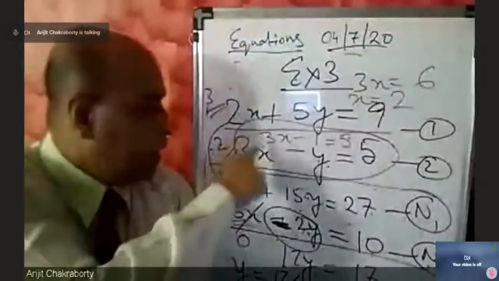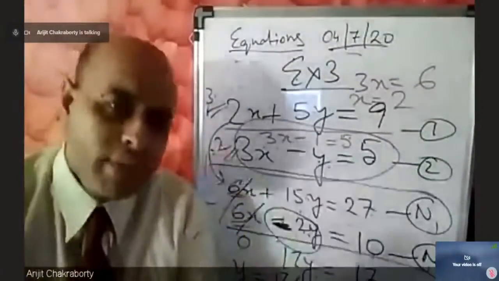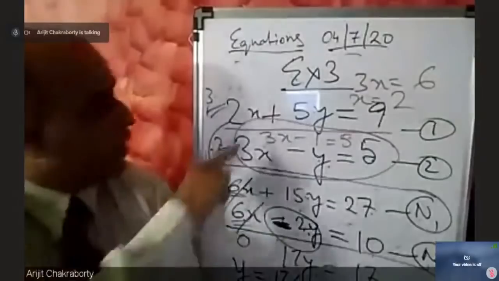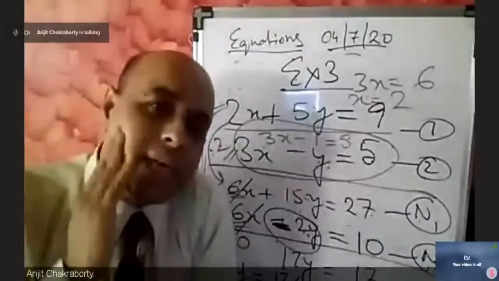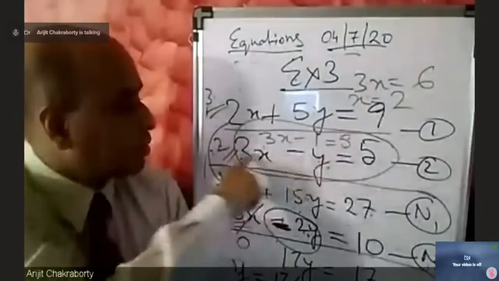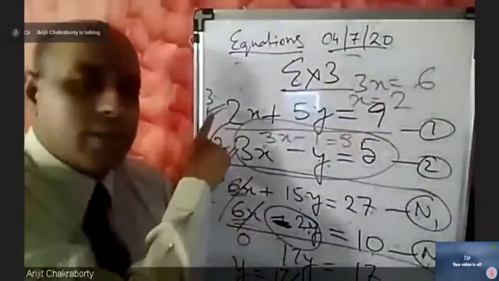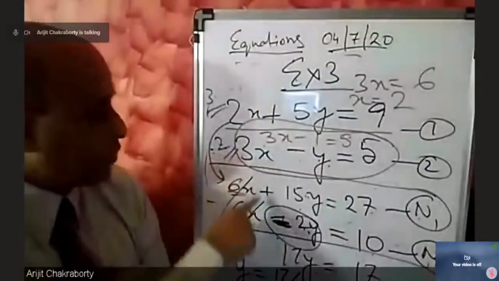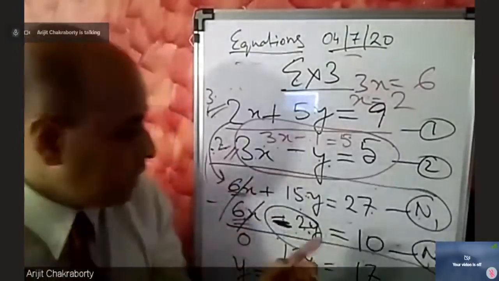We are trying to knock off, remove, eliminate one variable. Since we have 2x and 3x, the LCM of 2 and 3 is 6. So I multiplied equation number 1, 2x plus 5y, by 3, and I multiplied equation number 2 by 2, so that we get 6x and we can cancel the x factor.